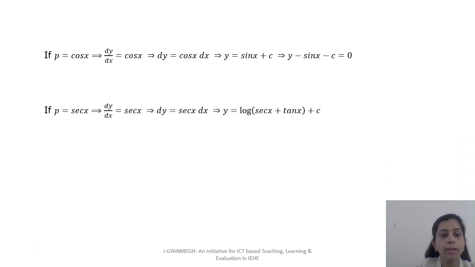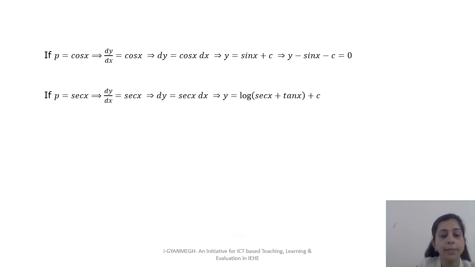Now we equate. If p equal to sec x, then dy by dx equal to sec x. This implies dy equal to sec x dx. After integrating this equation, we will get y equal to log of sec x plus tan x, as the integration of sec x is log of sec x plus tan x plus the constant of integration c.